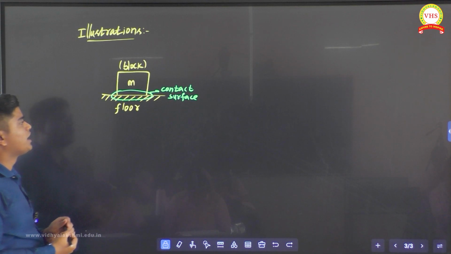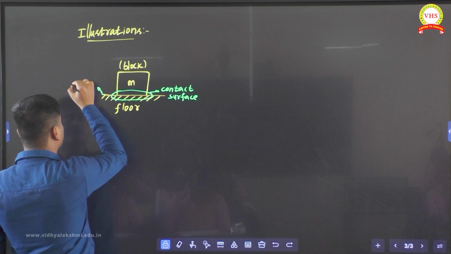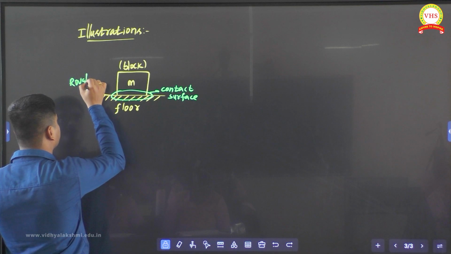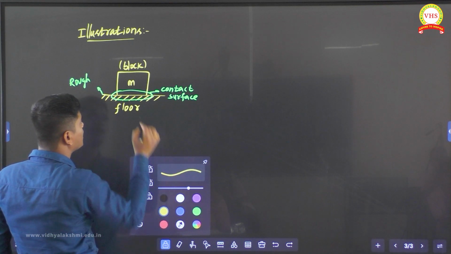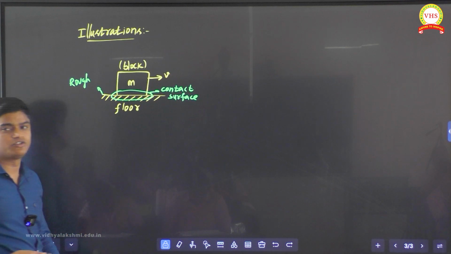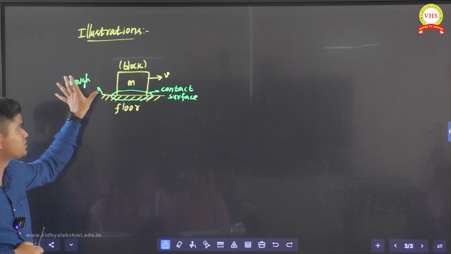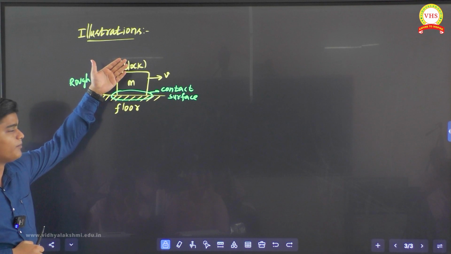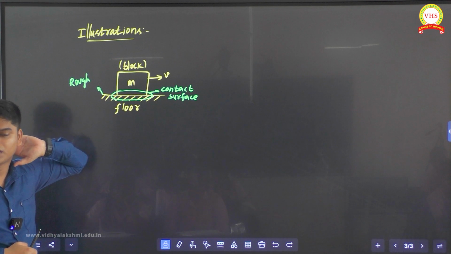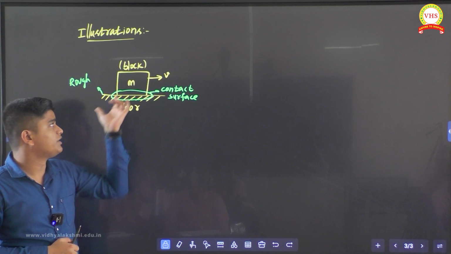Okay. And suppose, everyone listen, this surface I am telling, it is a rough surface. And here I am taking this object moving with velocity v, or speed v it is moving. Clear? Now this is the contact surface. This is the rough surface. This is the floor. This is the block, mass m. Clear?